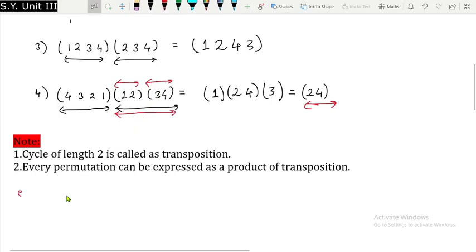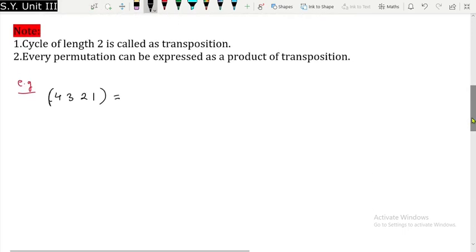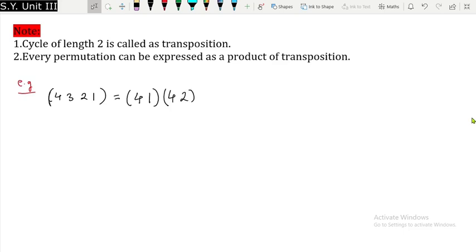Now the question is, what about this example? 4 3 2 1. So now how can we express it as a product of transposition? Idea is very simple and easy. Just see first element of the cycle, which is 4, and just see last element of the cycle, that is 1. So write down 4 1. Now again see first element of the cycle, that is 4. Now see second last element of the cycle, that is 2. See first element, that is 4. Now see last third element of the cycle, that is what?